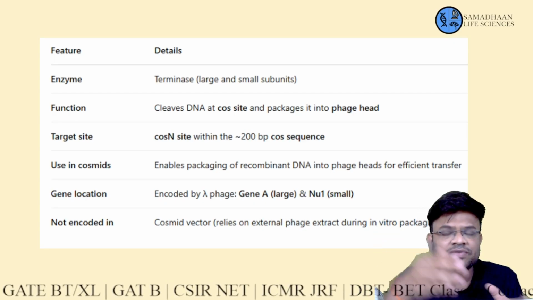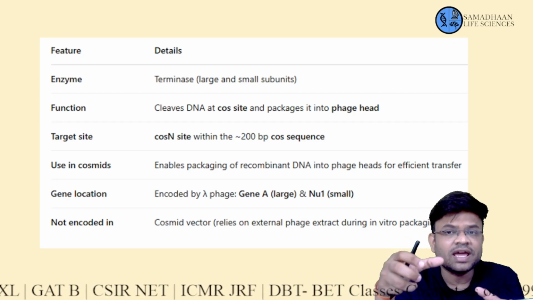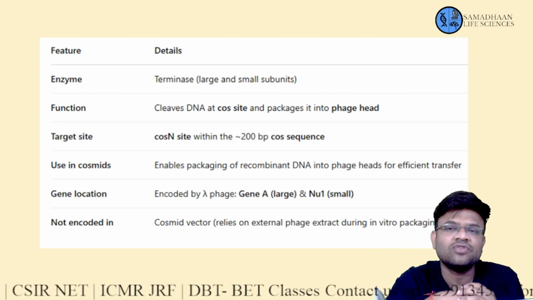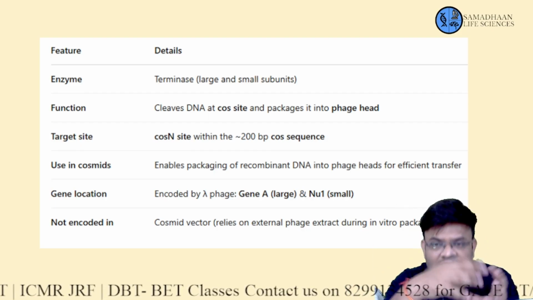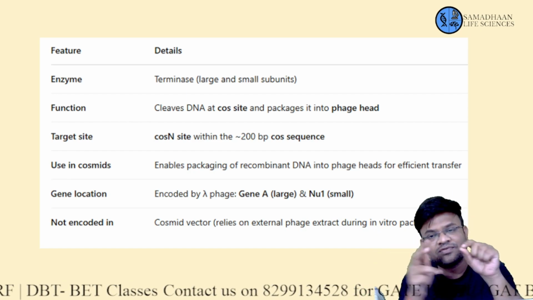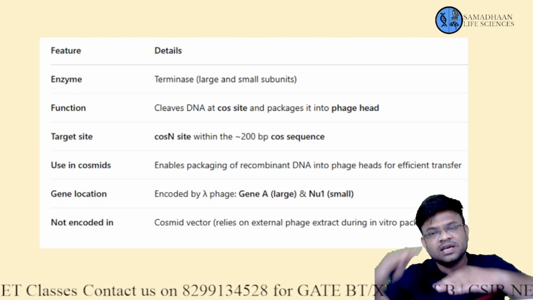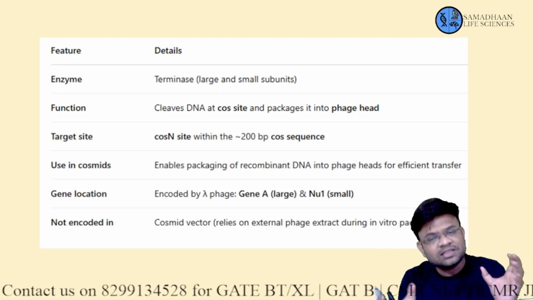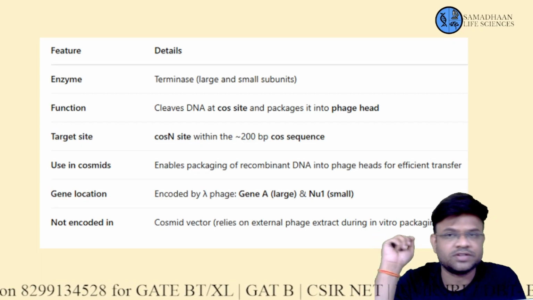Now you would be knowing that we are talking about bacteriophage virus over here. So the lambda phage DNA has to be packed inside the head of the bacteriophage virus. So this cos site will be helping in packaging of the lambda phage DNA in the head. Apart from that, cos site provides a site from where the terminase enzyme will be cleaving, producing cohesive terminals, and different lambda phage DNAs can combine together and then they can be packaged inside the head of the bacteriophage virus.